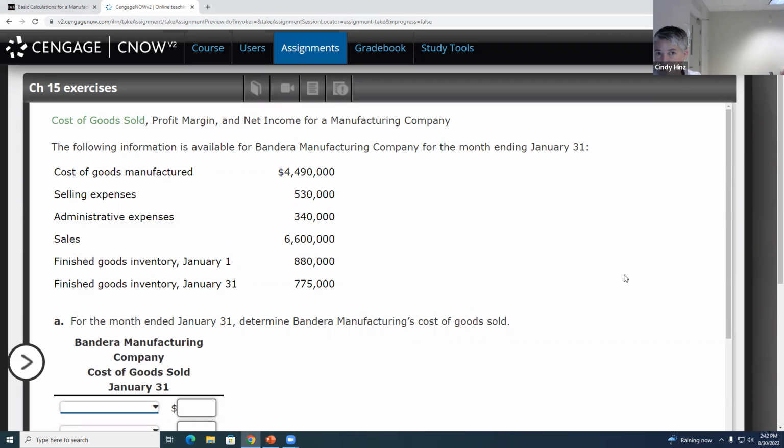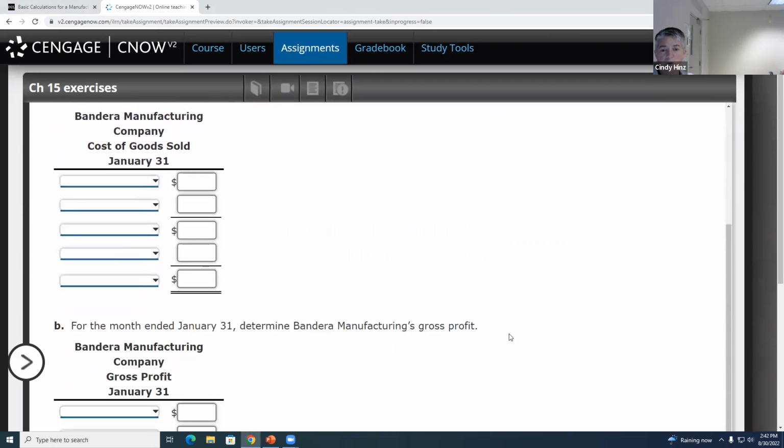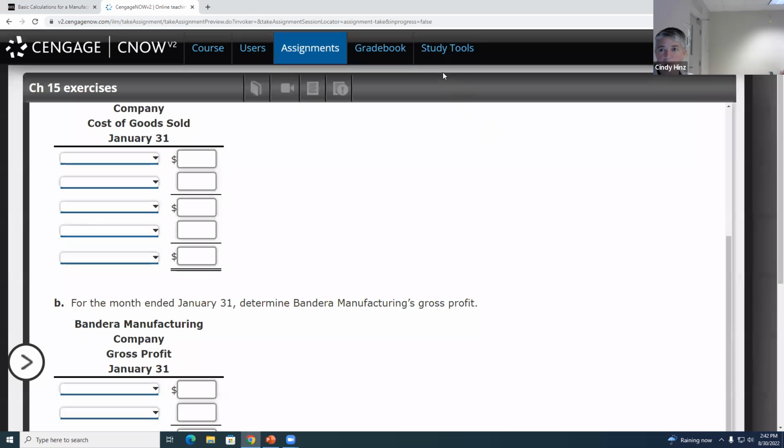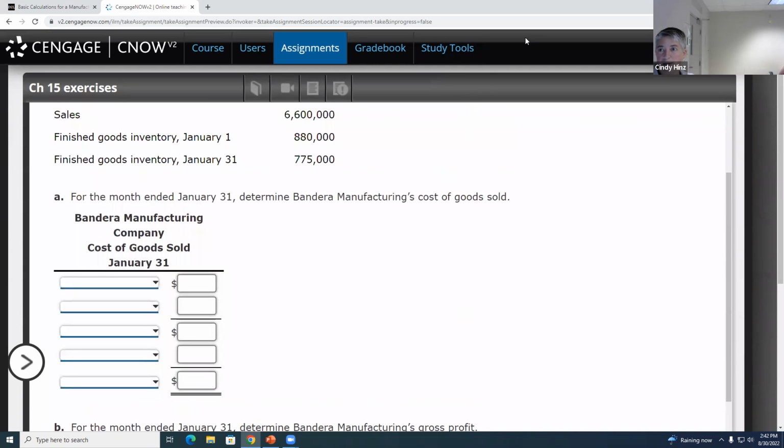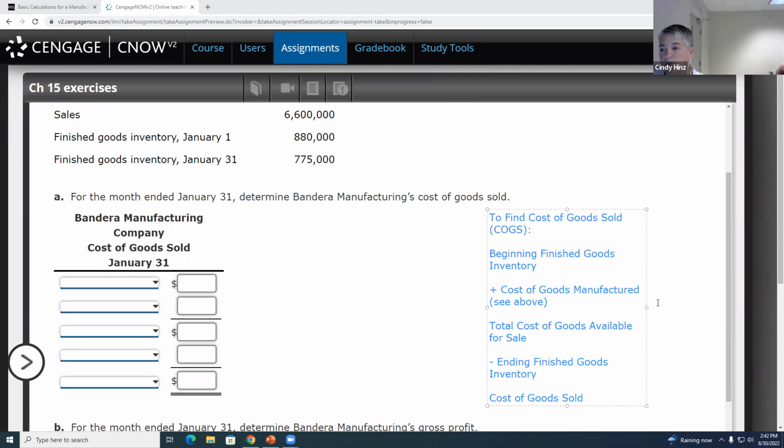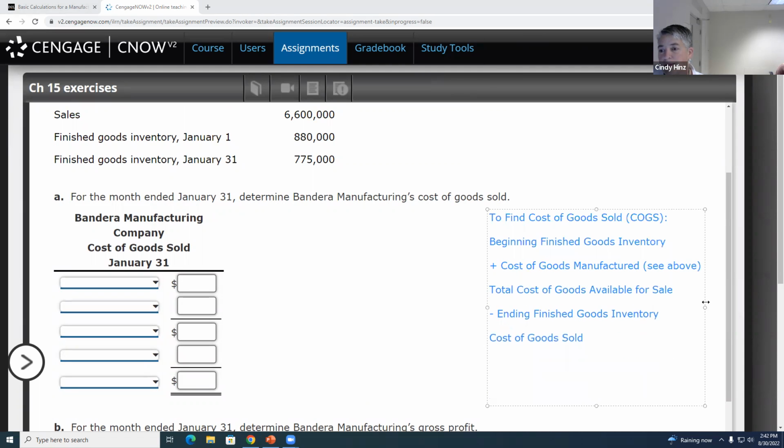So in exercise 9, we're looking at calculating cost of goods sold. Again, it's going to be the same format, the same formula that we just used in our last exercise. So I might even be able to paste that right in here. We'll see. Yep. So to find cost of goods sold, I'm just going to paste this in here to remind you of the formula.